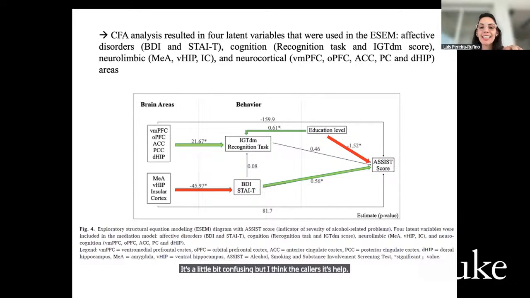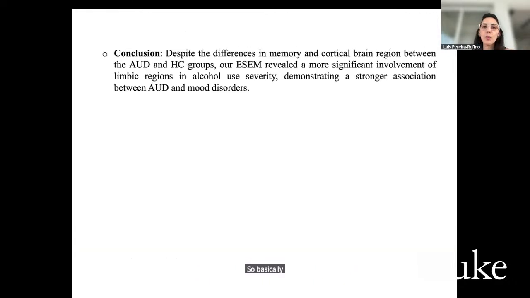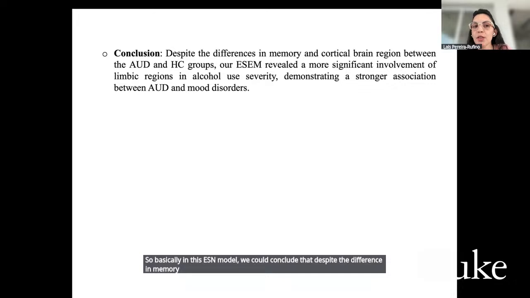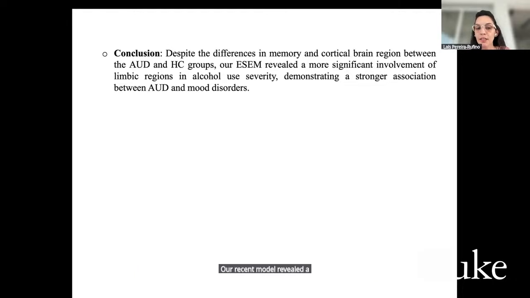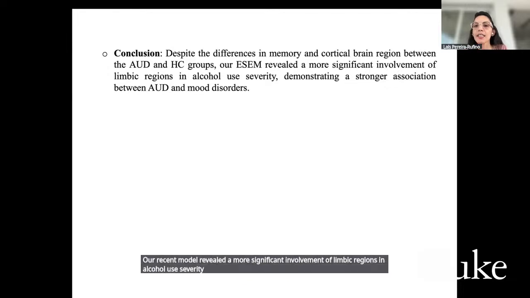So based on this ESEM model, we could conclude that despite the difference in memory and cortical brain regions between the alcohol and control groups, our ESEM model revealed a more significant involvement of limbic regions in alcohol use severity, demonstrating a strong association between alcohol and mood disorders.